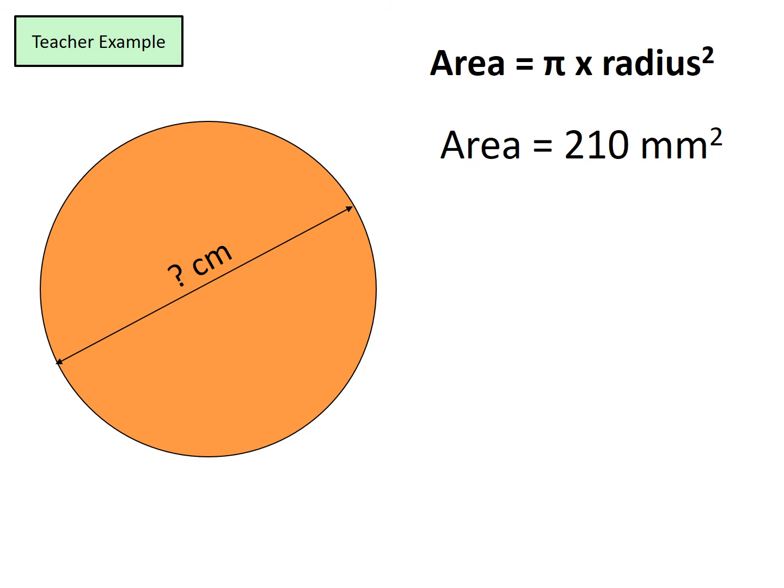Okay, we need to find the diameter using the area of the circle. The area of the circle is already given to us as 210 millimeters squared. So let's write it down: area equals pi r squared. We already know what the area is, so we can substitute in the values: 210 millimeters squared equals pi r squared. We're trying to get the radius on its own, so we need to divide by pi on both sides. The pi cancels out, so you are left with radius squared.